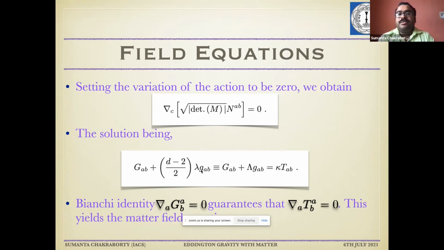And it turns out that the solution of this differential equation using the equivalence principle takes exactly the form of Einstein's equation with a cosmological constant. Now, normally, one should go ahead and vary the action with respect to the matter degrees of freedom as well in order to obtain the matter equations.